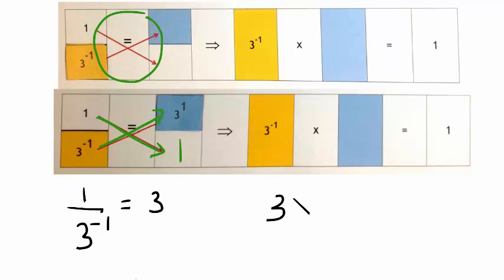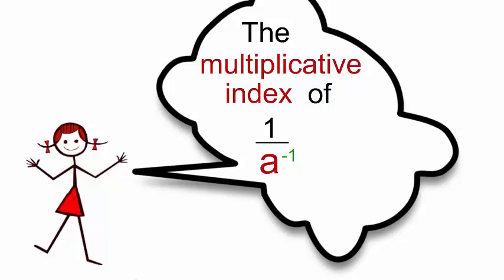Is 3 into 3 to the power minus 1 equal to 1? Is 3 the multiplicative inverse of 3 to the power minus 1? Can we say that the multiplicative inverse of 1 by a to the power minus 1 is nothing but a?